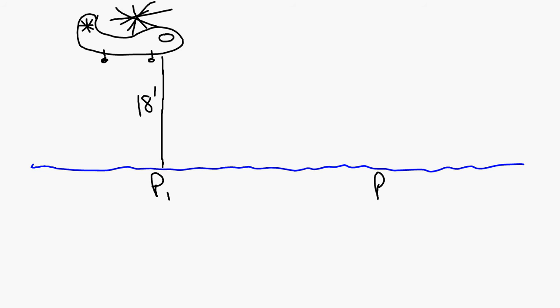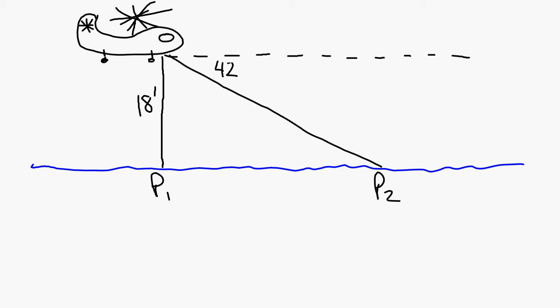Angle of depression to the other person is right here. 42 degrees. There's your angle of depression, formed by a horizontal and a line going down. What is the horizontal distance from the rescuers to the person, to the nearest foot? You're looking for this.